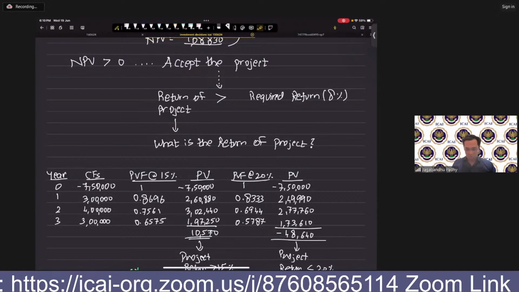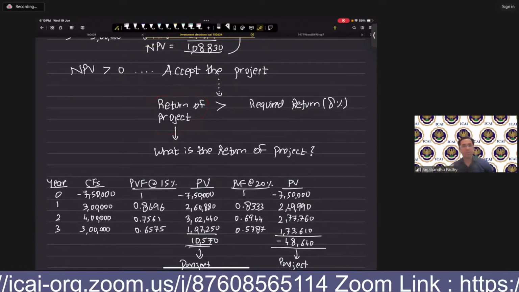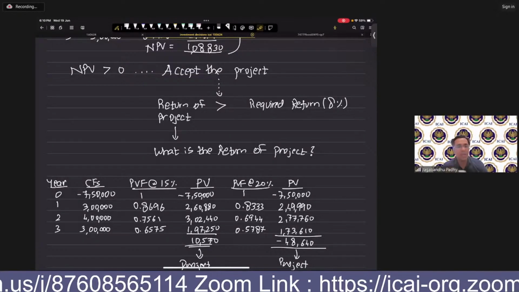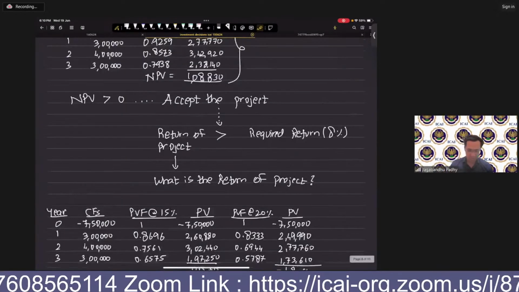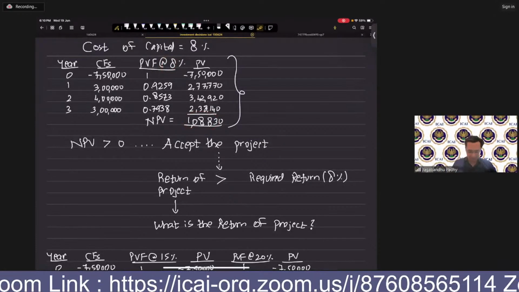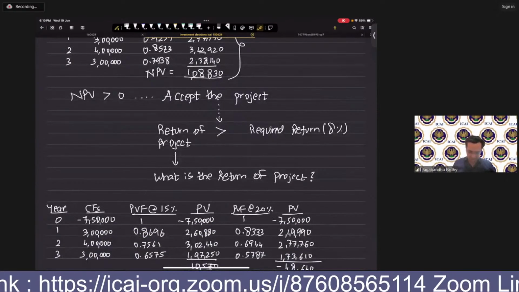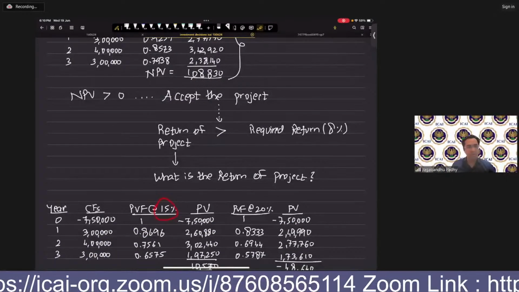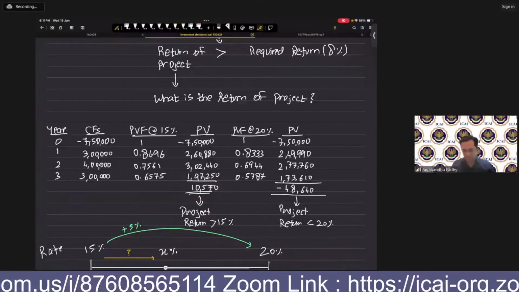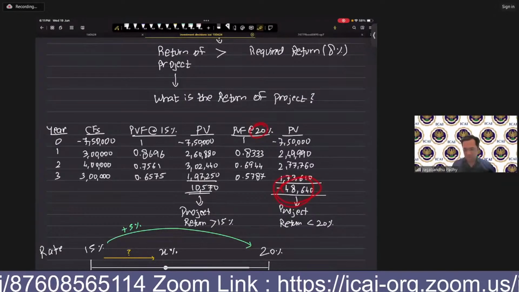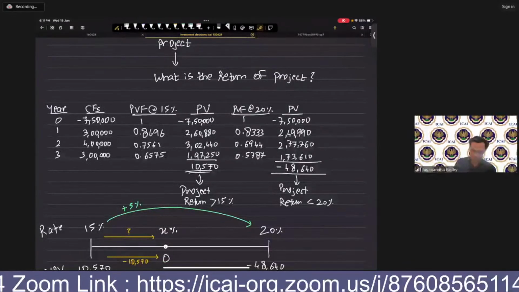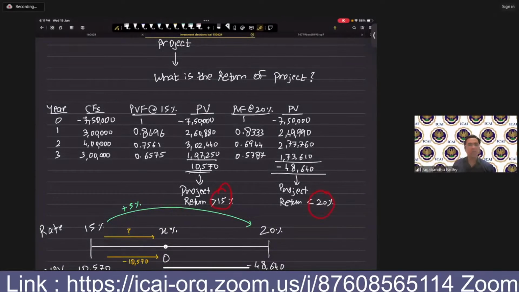Since the return which the project is providing is more than my requirement, I was interested in knowing what that rate of return will be. We assumed that since at 8% we were getting a positive NPV, obviously the project would be giving a higher return. So we discounted it at 15% and found that it was still positive. Then we discounted the cash flows at 20%, and at 20% we found that our NPV is negative. From that, we concluded that my project return is somewhere between 15% and 20%.